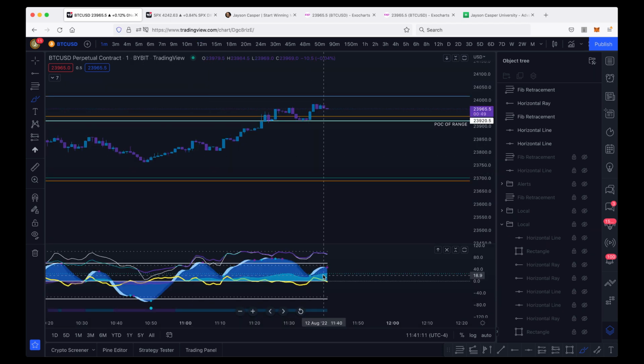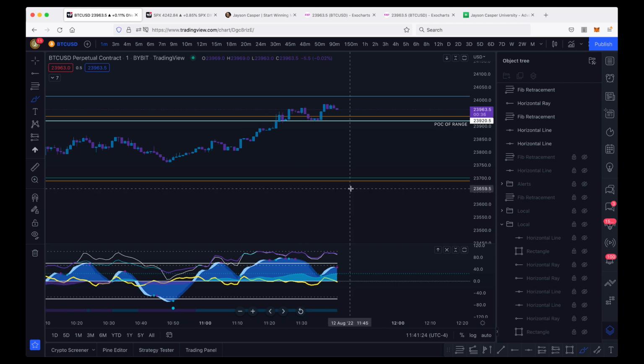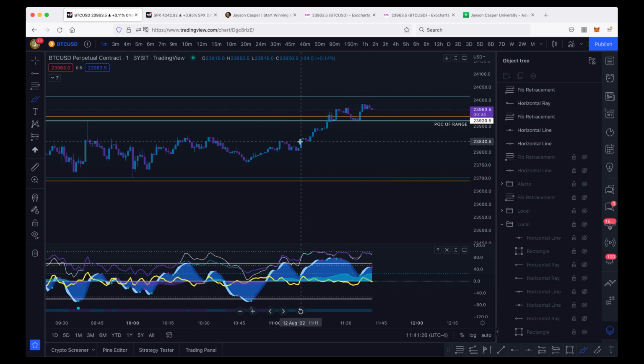Let's check out the 1 minute time frame. Okay, so we're getting a little bearish div on the 1 minute here. Money flow is still getting thicker, but let's see here. Yeah, we'll let it ride here a little bit. We'll let it ride. See if we can come up a little bit higher. We're above the point of control of the range.